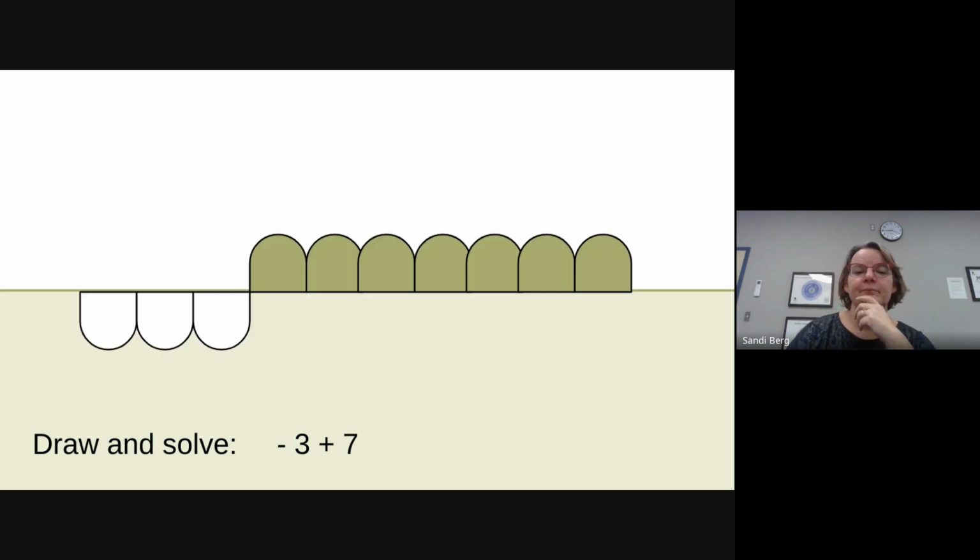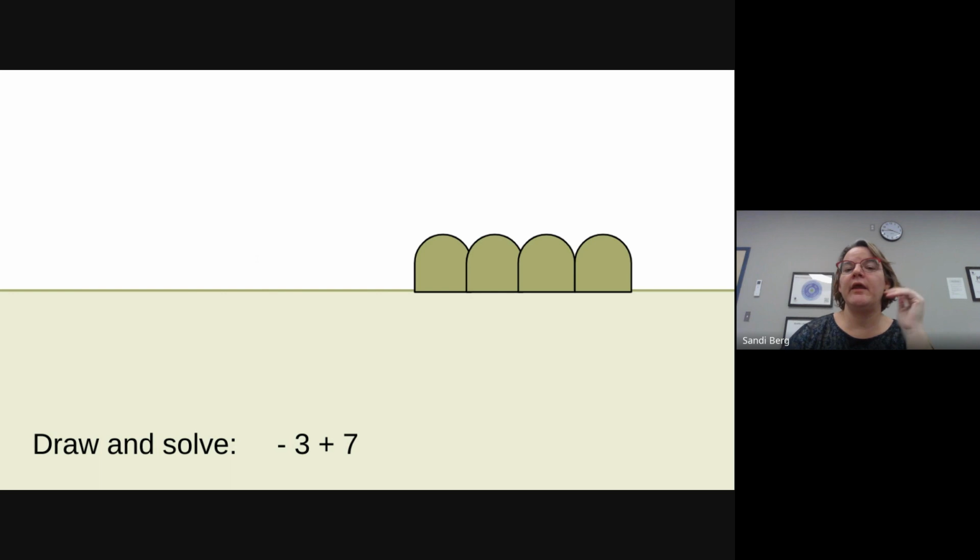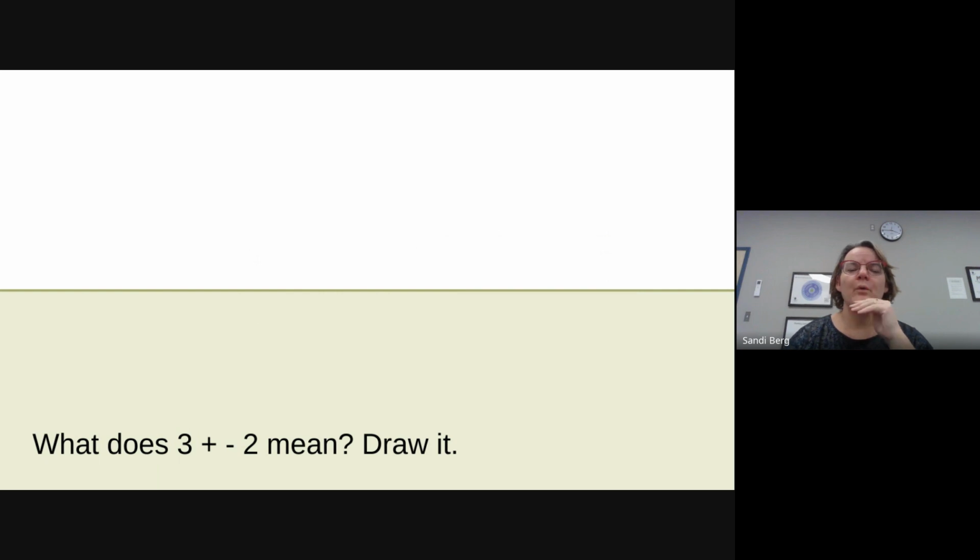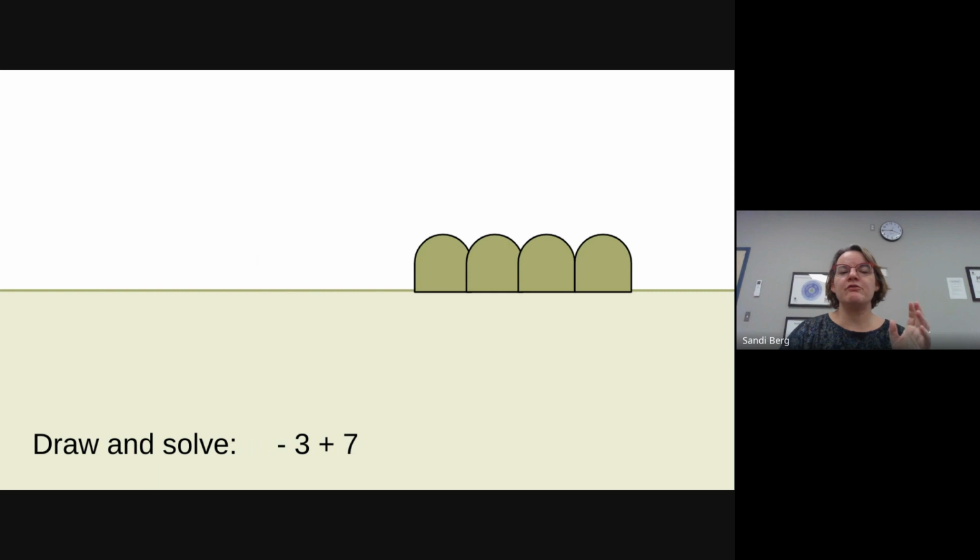Let's see. Did you draw something like that? And then did you fill it in and end up with just 4 piles? So 3 holes and 7 piles, when I fill them all up, will leave me with 4 piles. Now, I've been putting those words: negative 3 is 3 holes and positive 7 was 7 piles.